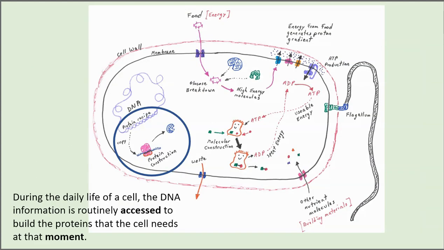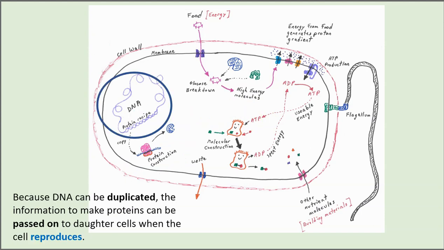Now, during the daily life of a cell, the DNA information is routinely accessed to build the proteins that the cell needs at that moment. So back to the scene here, here's the gene for this blue protein. The cell's going to make a temporary copy of that recipe in a molecule called messenger RNA. And then the ribosome is going to chug along 3 letters at a time. Each 3 letters of the messenger RNA specifies the identity of one of the amino acids, and then it'll build a chain of amino acids. It'll fold up, and then this protein will go off into the cell and do its job.